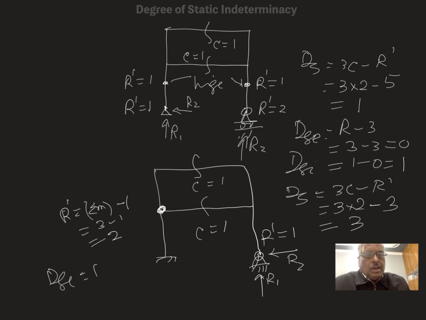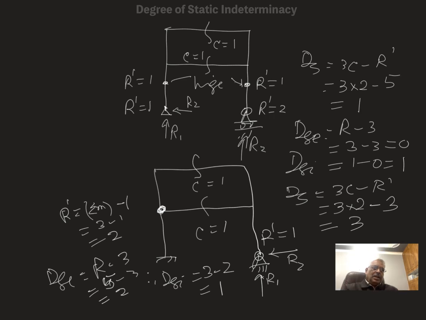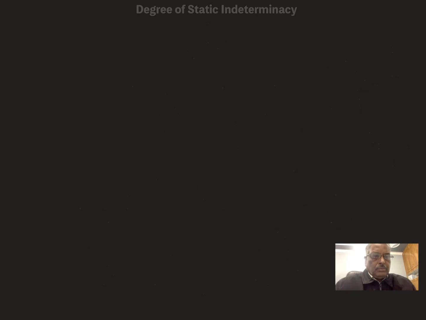DSE is r minus 3. So this is 4 minus 3, or 5 minus 3, which is 2. So therefore DSI is 3 minus 2, which is 1. In this way, internal indeterminacy and external indeterminacy can be calculated for the frame by Henderson's rule very easily.